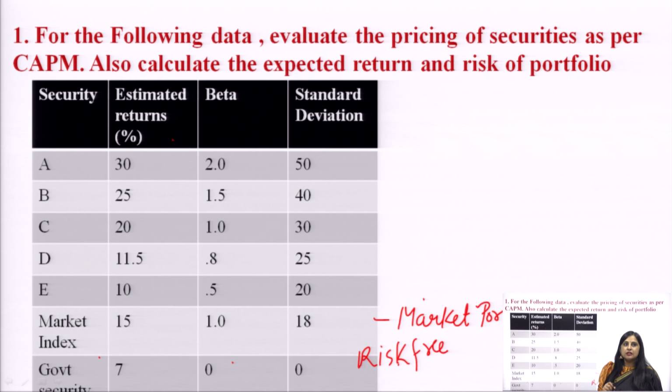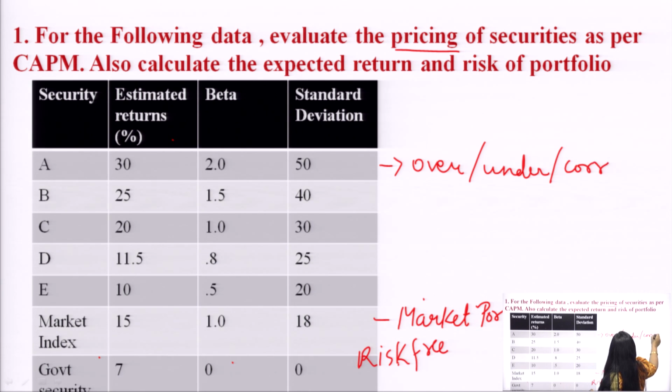So, the question is how to evaluate these securities in terms of pricing, means we have to find out whether this particular security A is overpriced, underpriced, or correctly priced. So, we have to find out whether these securities are correctly priced in the market or not, and then we have to calculate the expected return and the risk of the portfolio.